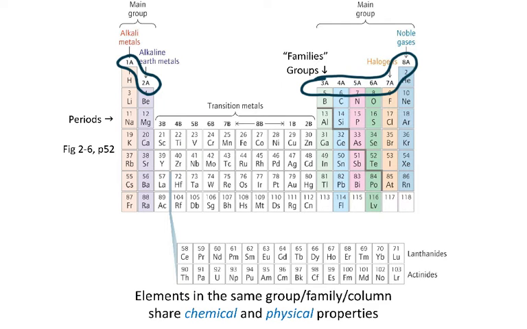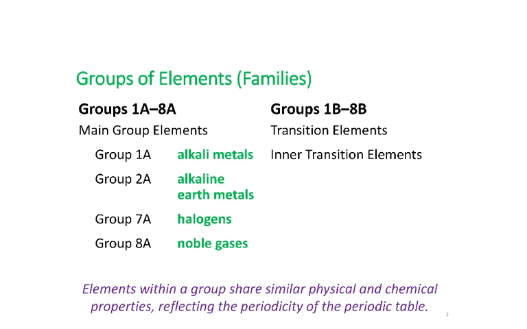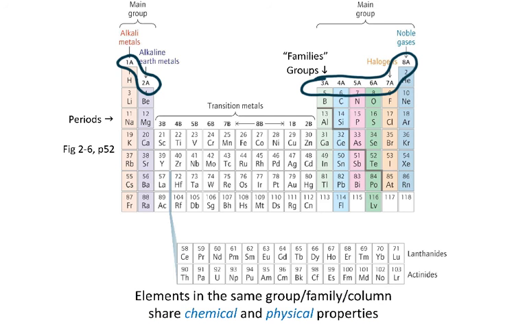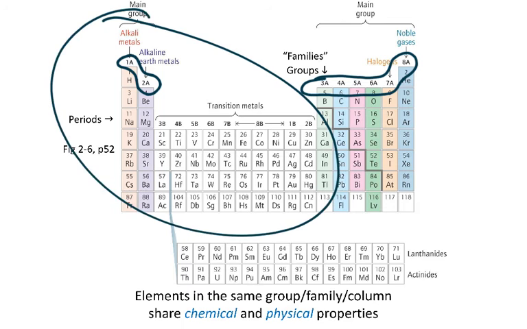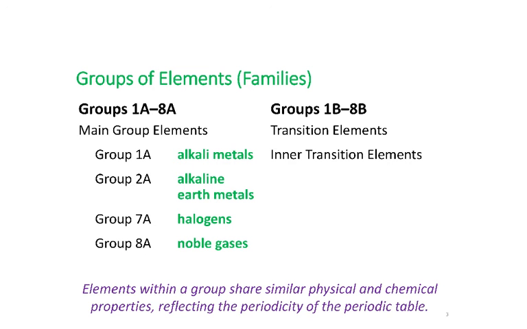And there are 8 of them. Okay, let's turn now to those 8 columns. And again, they have special names for some of them. Alkali metals and alkaline earth metals, which hints at metals being off to the left. And then 7A are halogens and 8A are noble gases.